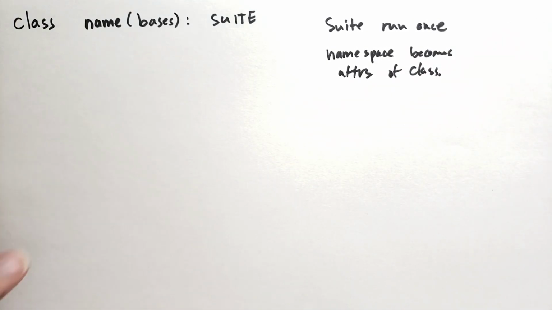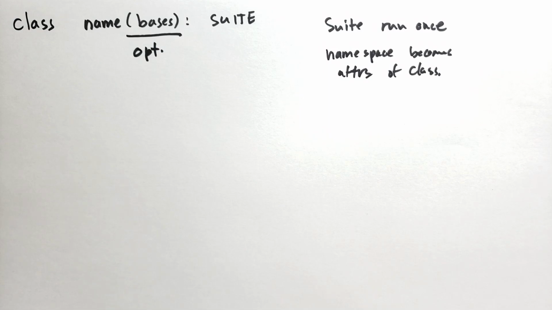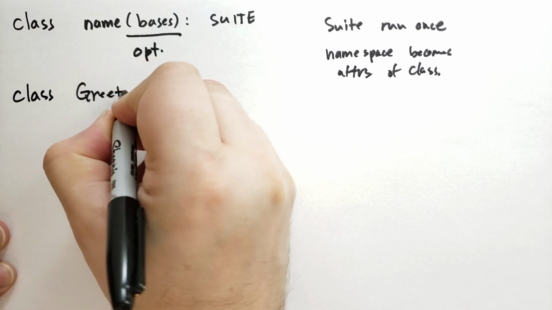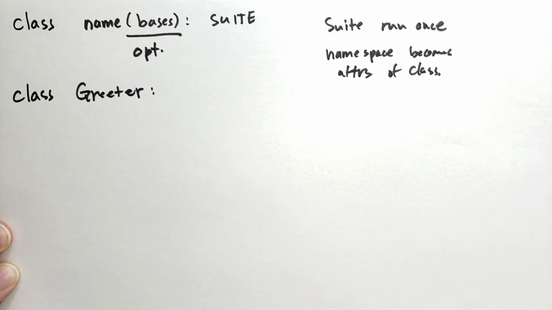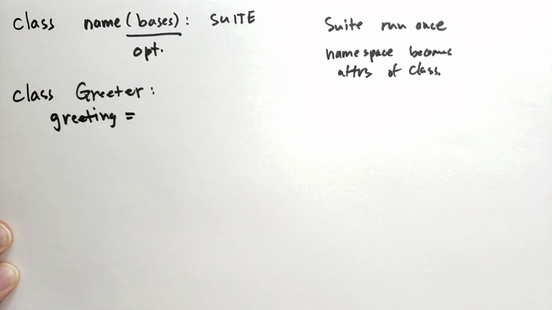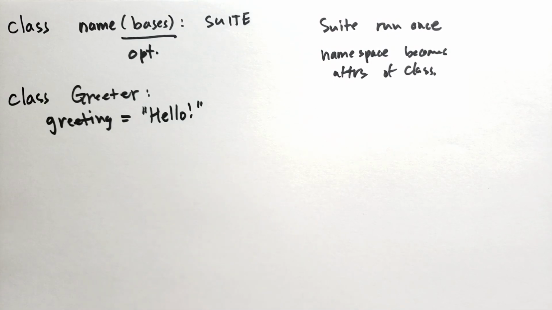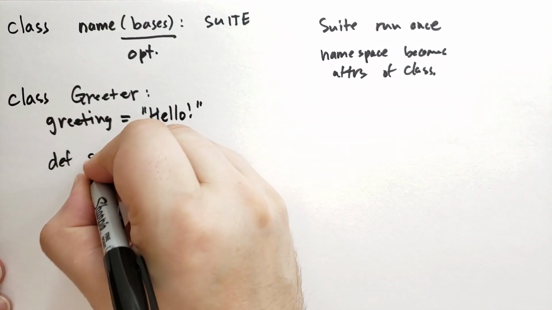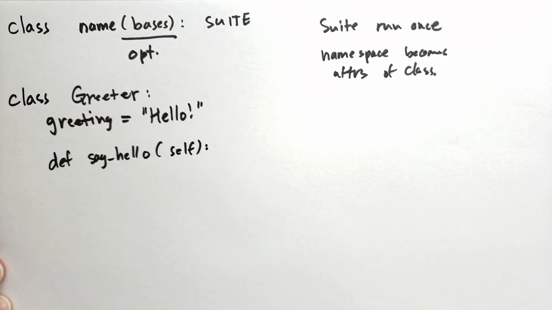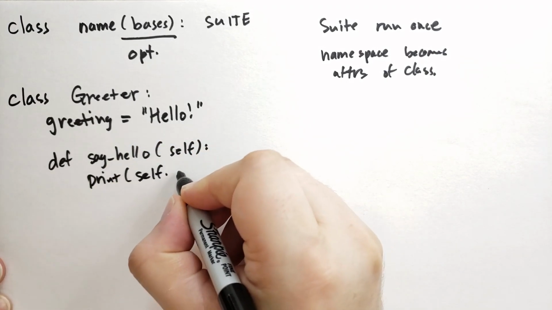And so here's an example. The bases are actually optional. So this part here is actually optional. You don't have to have the bases. Okay, let's go through an example. So we're going to create a class called Greeter, and we're not going to specify bases. And so we're going to say the class Greeter's greeting is equal to hello. And we're going to define this function. It takes one parameter called self, and this is just going to print self.greeting.